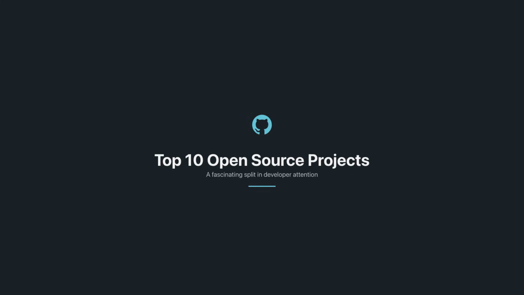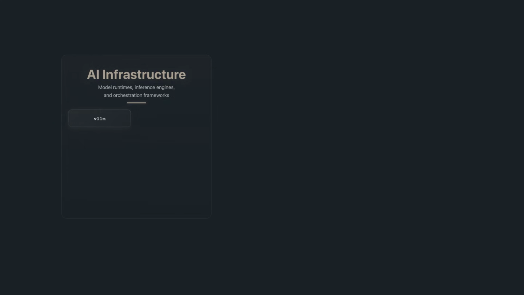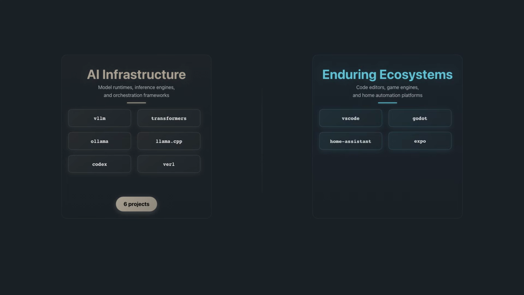This year's top open source projects reveal a fascinating split. On one side, the rise of AI infrastructure: model runtimes, inference engines, and orchestration frameworks that power the next generation of intelligent applications. On the other, enduring ecosystems that have earned developer trust over years of consistent evolution: code editors, game engines, and home automation platforms that remain essential regardless of the AI wave. Let's explore the 10 projects that captured the most contributor attention in 2025.